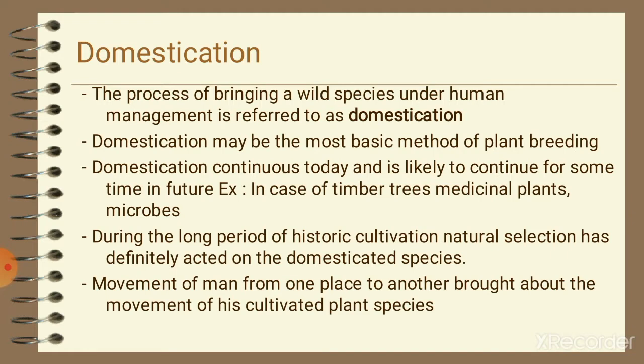During the long period of historic cultivation, natural selection has definitely acted on the domesticated species, and the movement of these cultivated species started with the movement of man. When human beings moved from one place to another, they brought along the movement of these cultivated plant species.